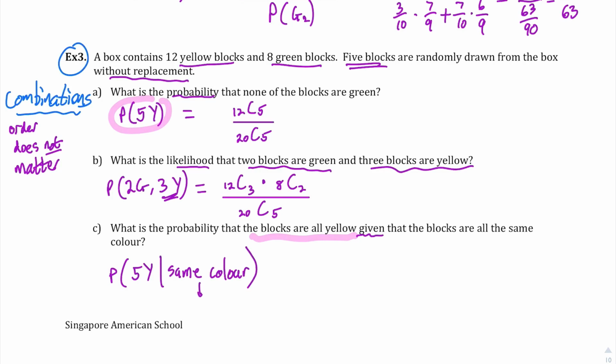If I interpret that, same color means we had 5 yellows or we had 5 greens, and that's the part where you have to be a little bit careful. We know that the number of ways to get 5 yellows is 12 choose 5, and the way to get all the same color is 12 choose 5 or 8 choose 5. So that would be 5 yellows or 5 greens, and again we can leave our answer like that. We do not want to do any cancelling because you cannot cancel across a plus sign.